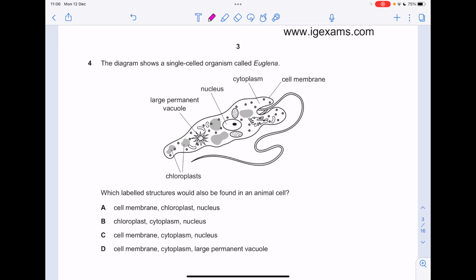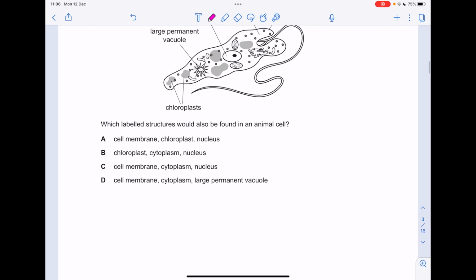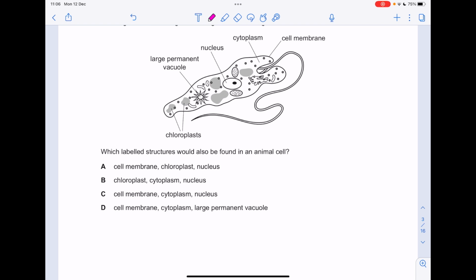The diagram shows a single-cell organism called Euglena. Which labelled structures would also be found in an animal cell? Okay, so let's go through these. No, it's not A because you wouldn't get a chloroplast in an animal cell. Same for B. C is looking good. And D, you wouldn't get a vacuole in an animal cell, so that's why C is the answer.